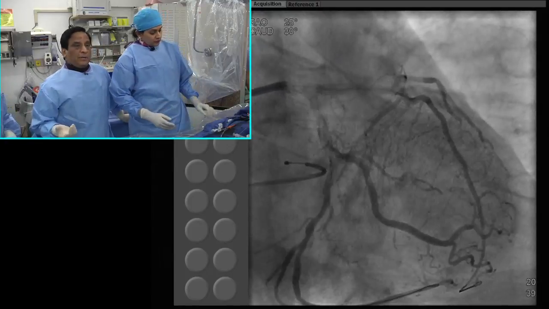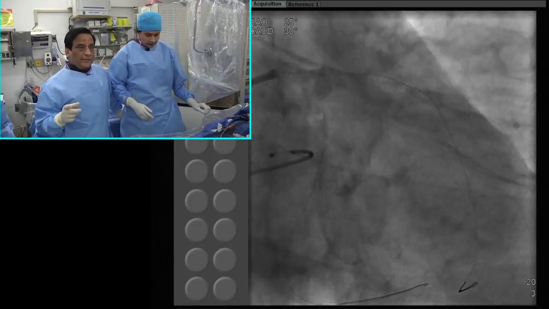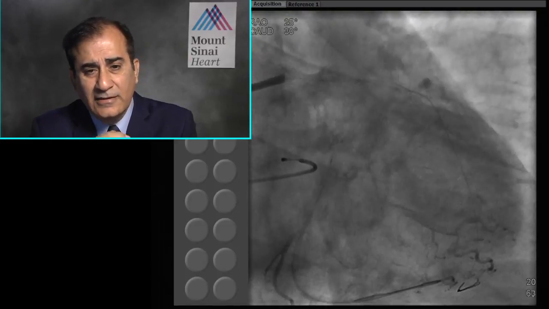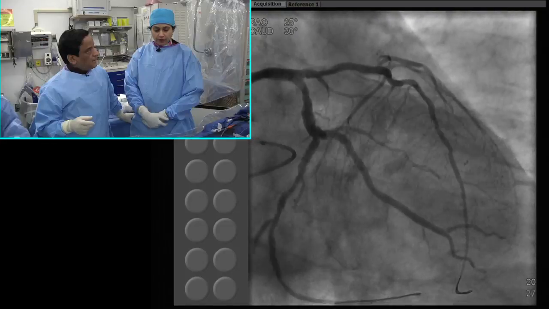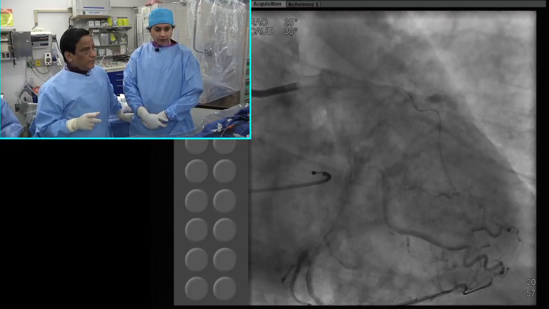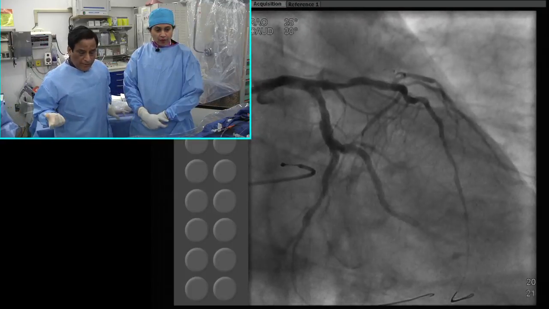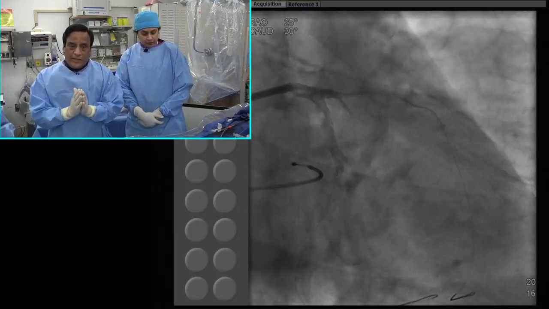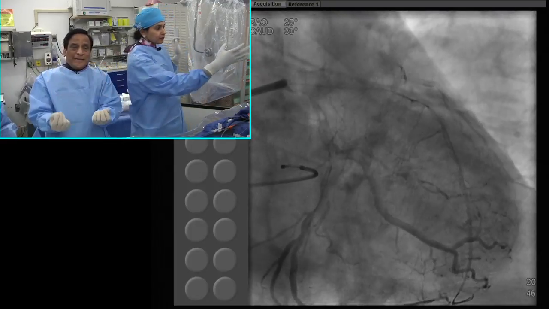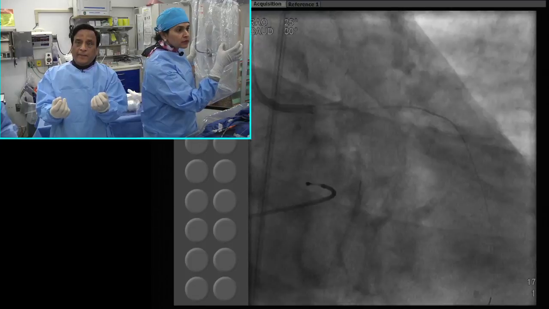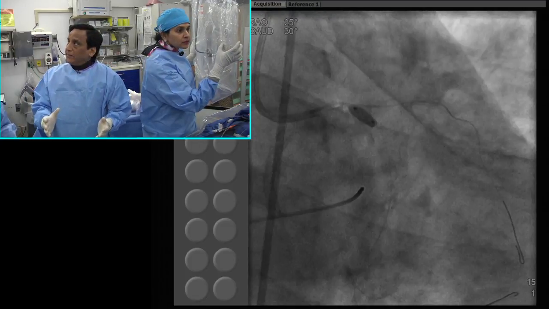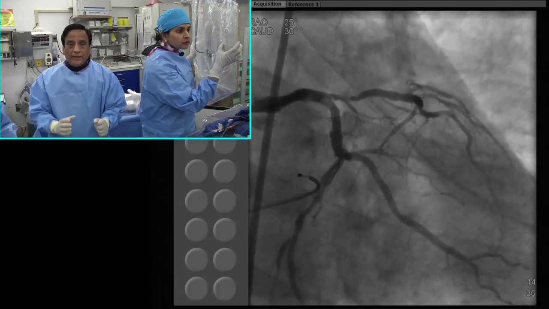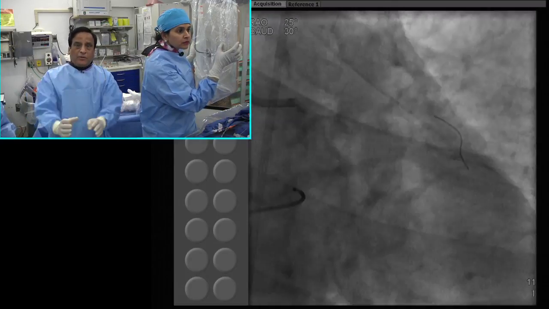Yeah, that is absolutely correct. BVS or no BVS, the only thing is that your DES, because of their better healing, is forgiving. BVS is not forgiving. That's the key. Your unexpanded DES may be okay, but your unexpanded BVS will cause a stent thrombosis.